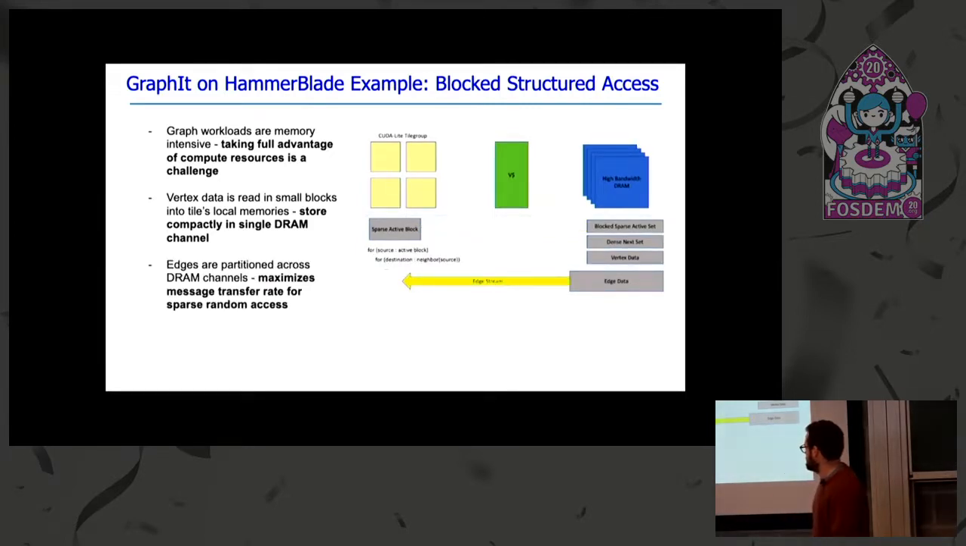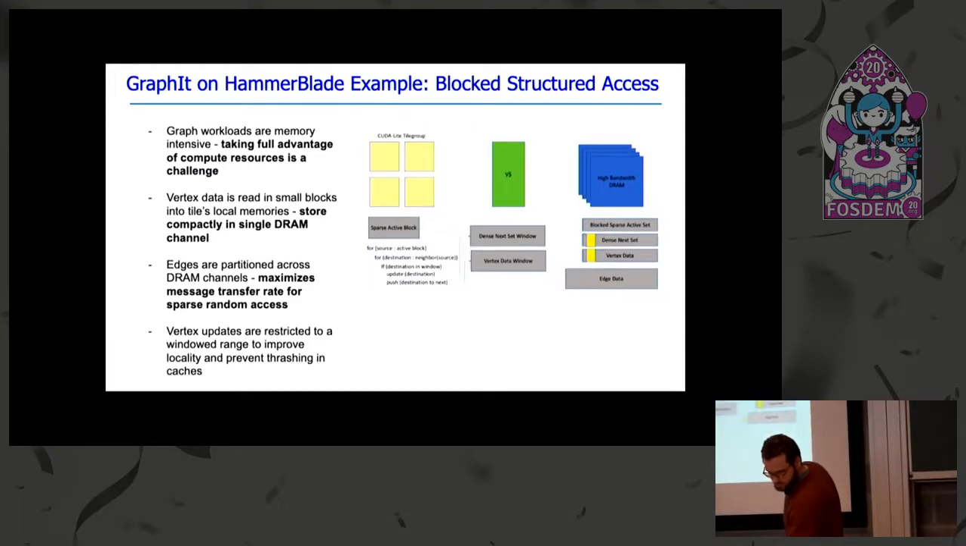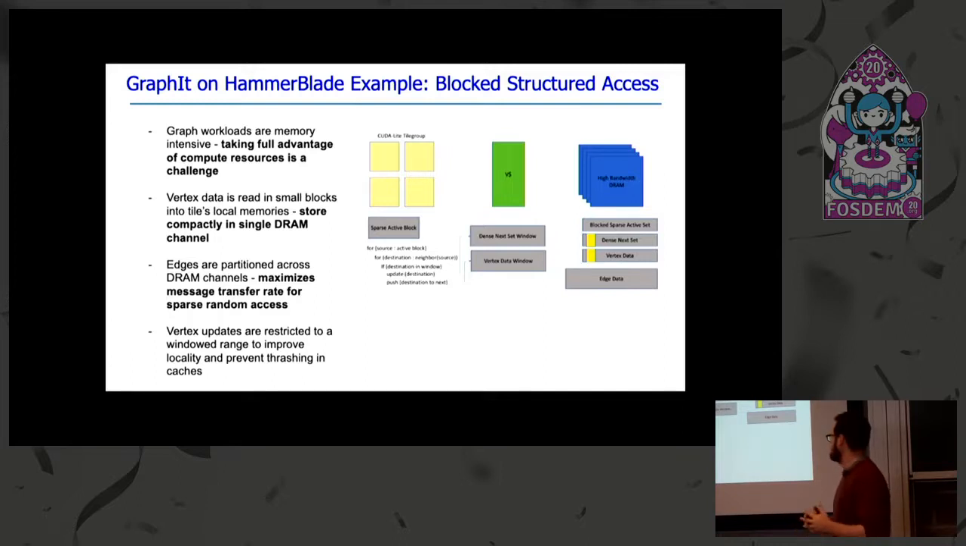And then they could just do sparse updates from the edges. So they can access the edges. You would keep the edges partitioned across DRAM channels. This would maximize your message transfer rate. And then you could restrict your updates to a given range. So this would keep you from breaking your cache, and it will reduce the amount of time you spend waiting around for memory. And it will maximize the parallelism of your cores.